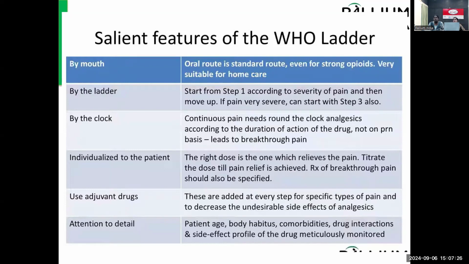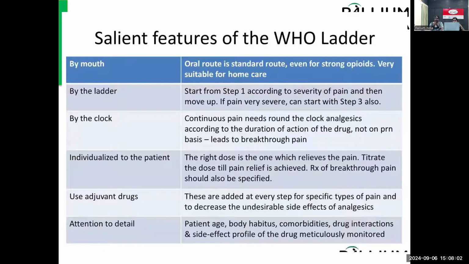In the next class, pain management part two, you will be dealing with the strong opioids. The most preferred and standard route is the oral route. It is very useful and suitable for home care use also. Some patients say that if we have pain, the only working route is injections, IM, IV or subcutaneous. It is wrong. The most common, standard and preferred route is the oral route.